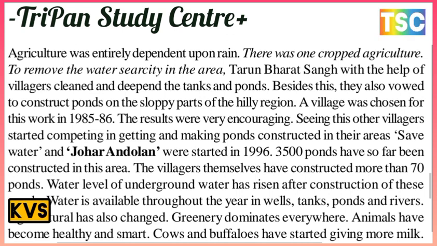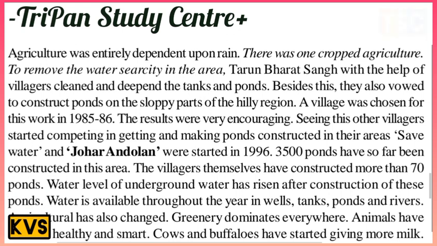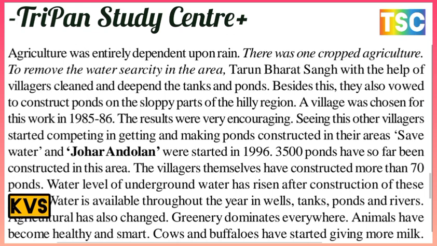The villagers themselves have constructed more than 70 ponds, and the underground water level has risen after the construction of these ponds, and water is available throughout the year in wells, tanks, ponds and rivers. Agriculture has also changed. Greenery dominates everywhere. The animals have become healthy and smart. The cows and buffaloes have started giving more milk. The Johar Andolan is the most important movement in this area, and there is a most important result here.